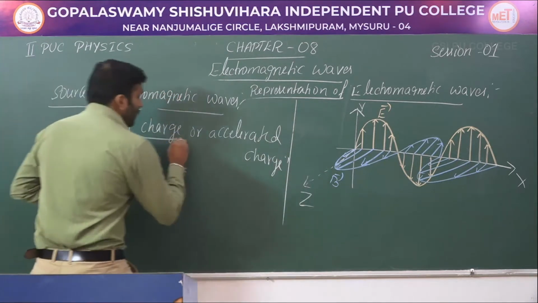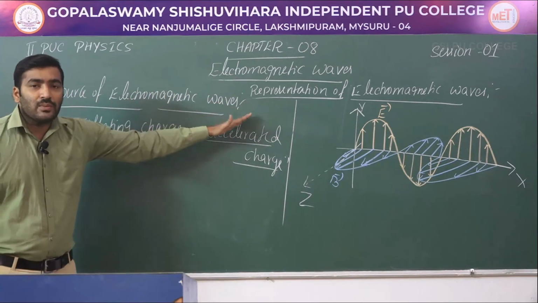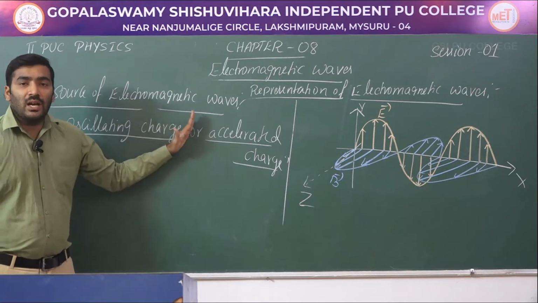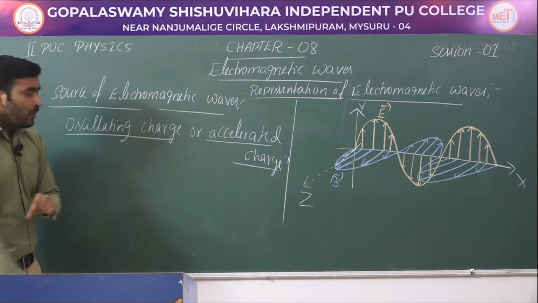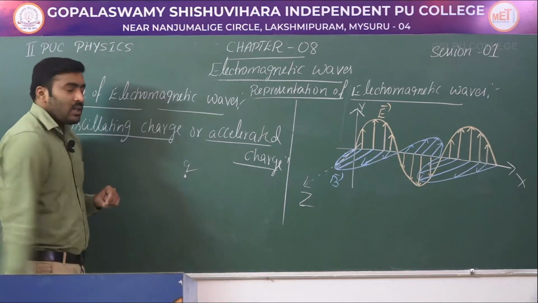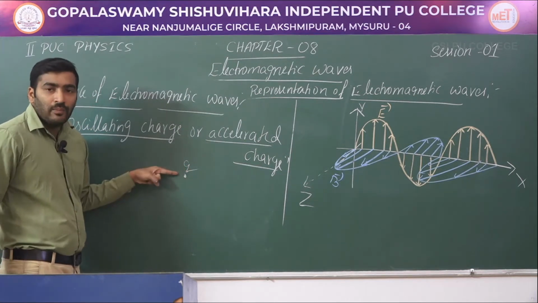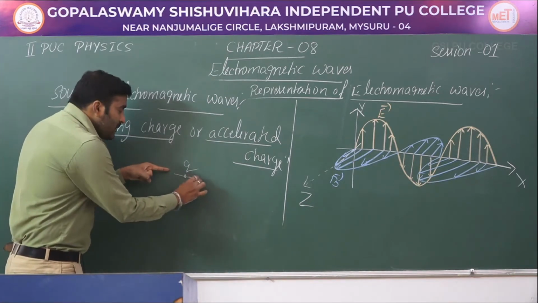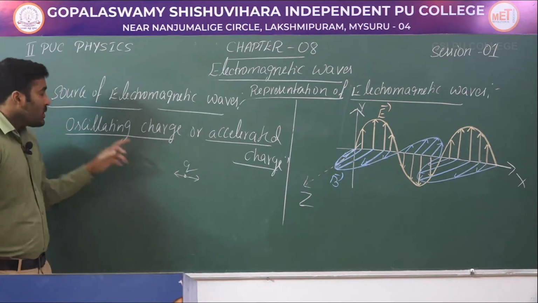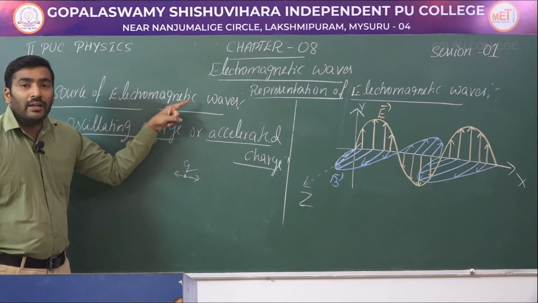See, what is the source of electromagnetic waves? The source of electromagnetic wave is nothing but an oscillating charge. Okay, you know what are oscillations? The to and fro motion. If you have a charge here, if this is a charge Q, and this charge is moving in an oscillatory motion, the to and fro motion like this, it may oscillate like this. So this is a to and fro motion. So an oscillating charge can produce an electromagnetic wave.